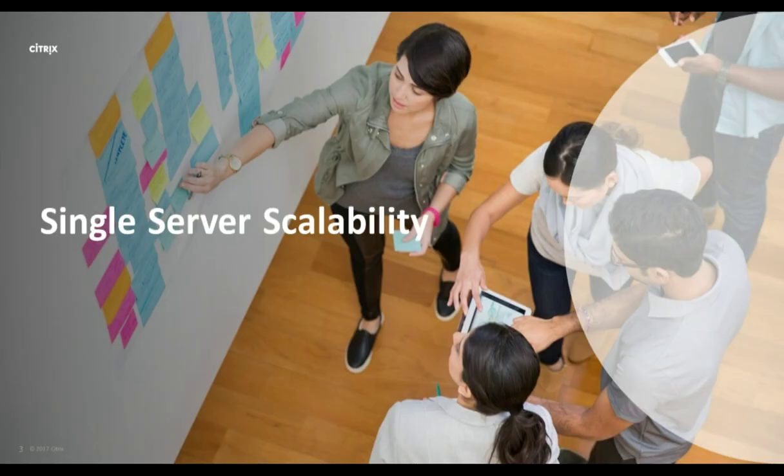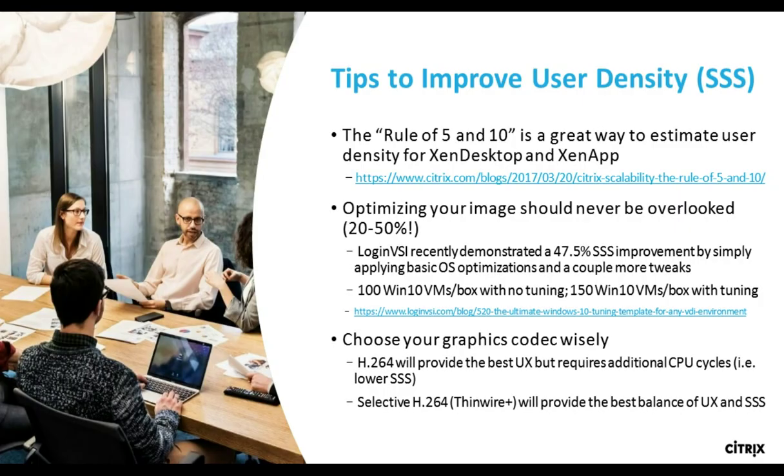The first item has to do with a popular question I still receive from many partners and customers, and that is how many users or VMs can I squeeze on a box? Something we refer to as SSS, or single server scalability. Of course, there are a lot of factors that go into this, but I'm a big fan of keeping things simple. So I made up a rule this past year in an attempt to dramatically simplify the answer to this age-old question. It's called the rule of 5 and 10.